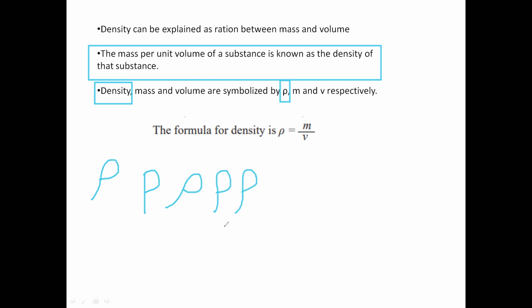And the mass is represented by simple M, you know it, and the volume is represented by V. So according to the previous one, mass is going to be divided by volume. So M will be up as the numerator. The denominator will be the volume V. M divided by V equals what? It's going to be the density.